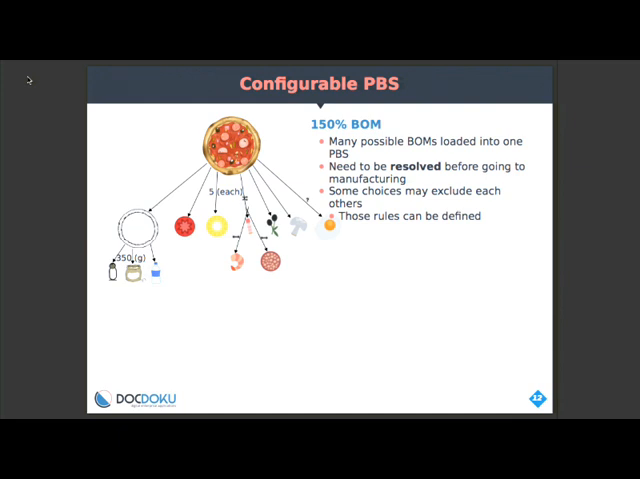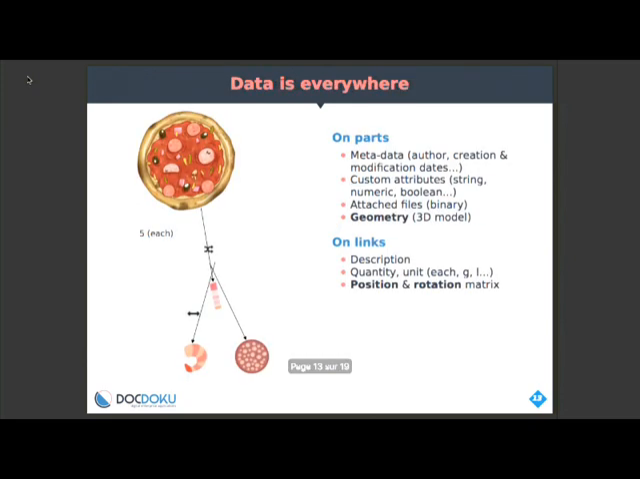So how can you do that? Sometimes you have choices that may exclude each other. If you select, for instance, the open top, it's just an example, you cannot select the air conditioning, things like that. So you also need to design all these rules inside your PBS. Okay? So you have a huge PBS.